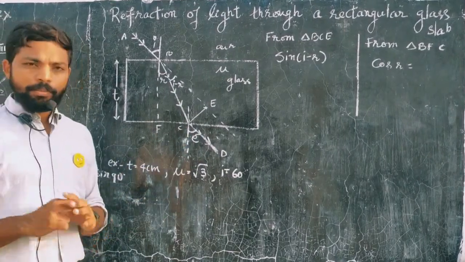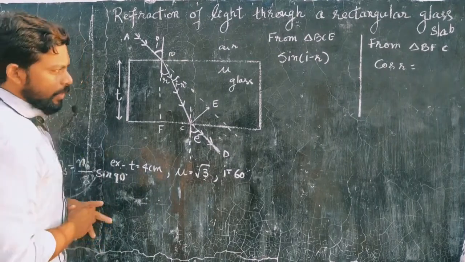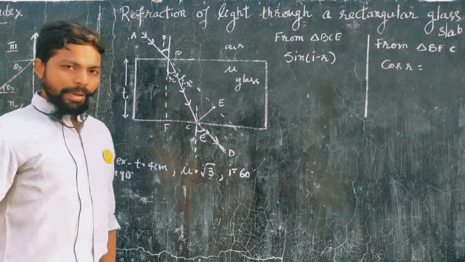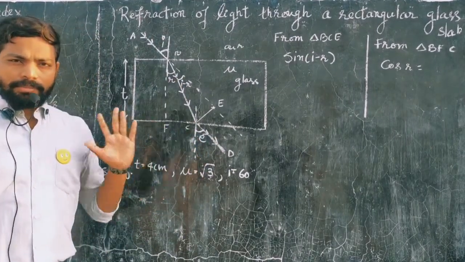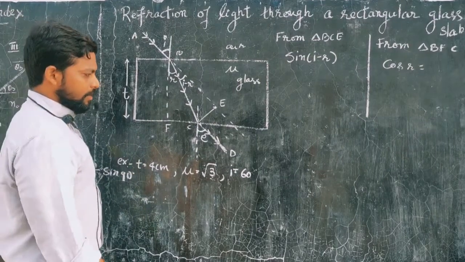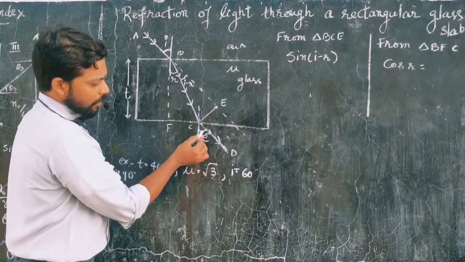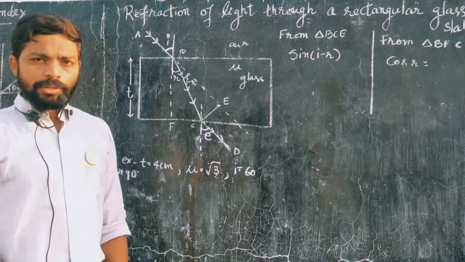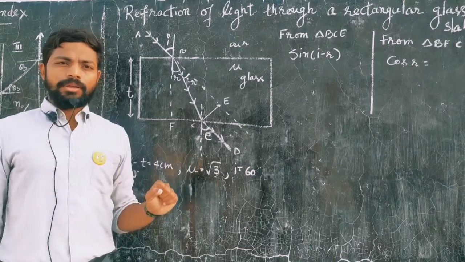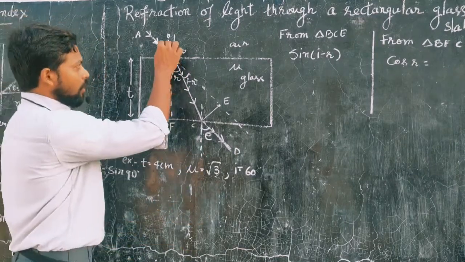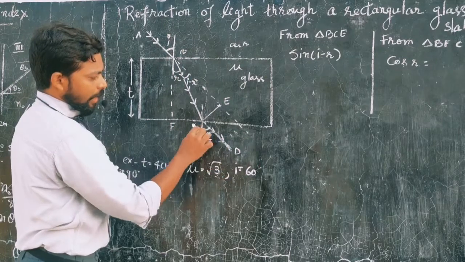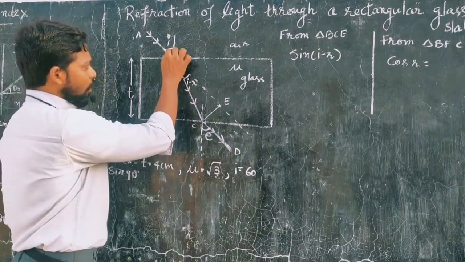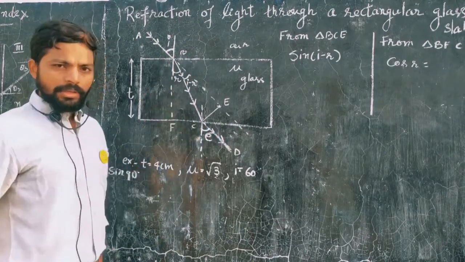Let me tell you some important features of this. Remember that the incident ray and emergent ray will be parallel if this is a rectangular glass slab. And the second point is, the angle of incidence and angle of emergence will both be equal. So these two points are to be remembered. One is that the incident ray and the emergent ray will be parallel. Secondly, the angle of incidence and angle of emergence will be equal.